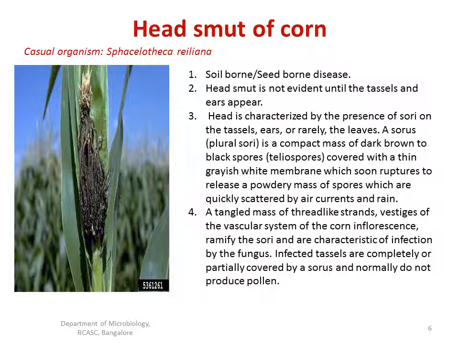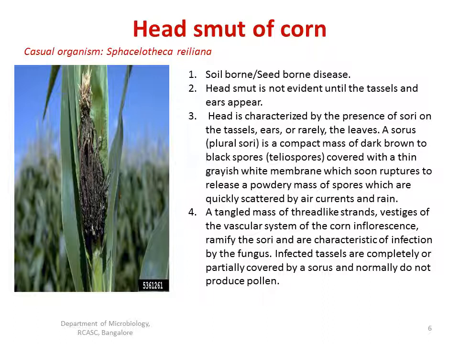Infected tassels are completely or partially covered by sorus and normally do not produce pollen. So once the tassel has been infected, here is how it is different from that of a corn smut. Here you can find the entire tassel would have got infected, along with this tangled mass of spores, the thread-like strands.